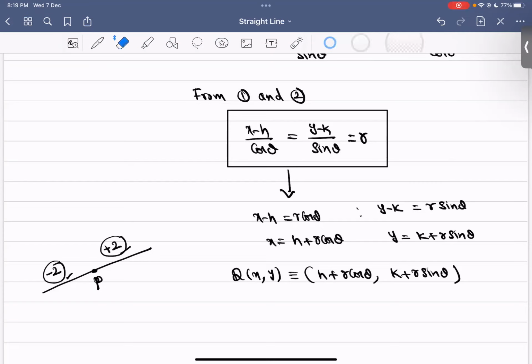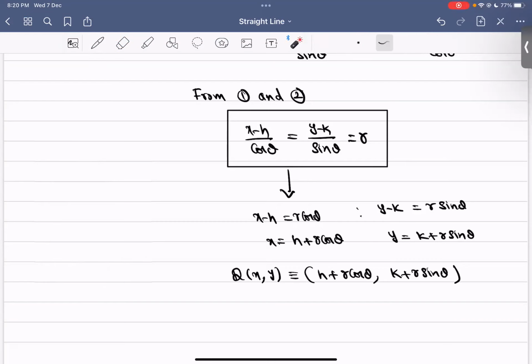Suppose in any question, from the point 2 comma 3, we have 3 units distance. How many points are possible? 3 units distance, 2 points. One is this one, another one is this one. So here we will take upward 3 units, r is equal to 3, and downward r is equal to minus 3, like this. So here r is called algebraic distance.